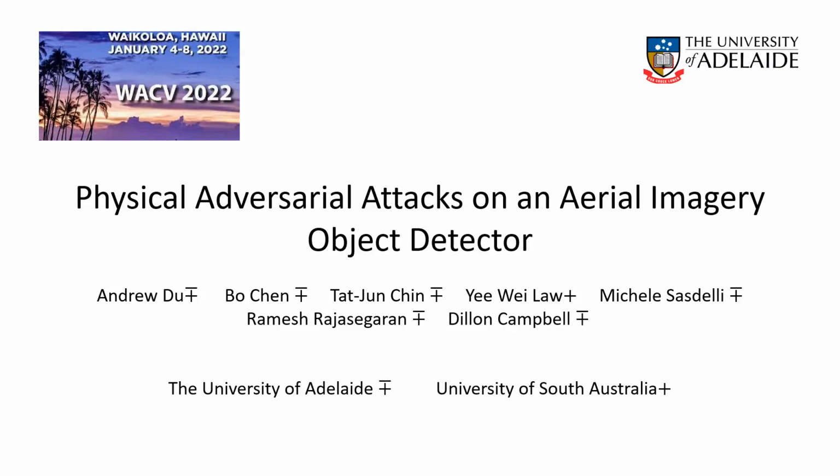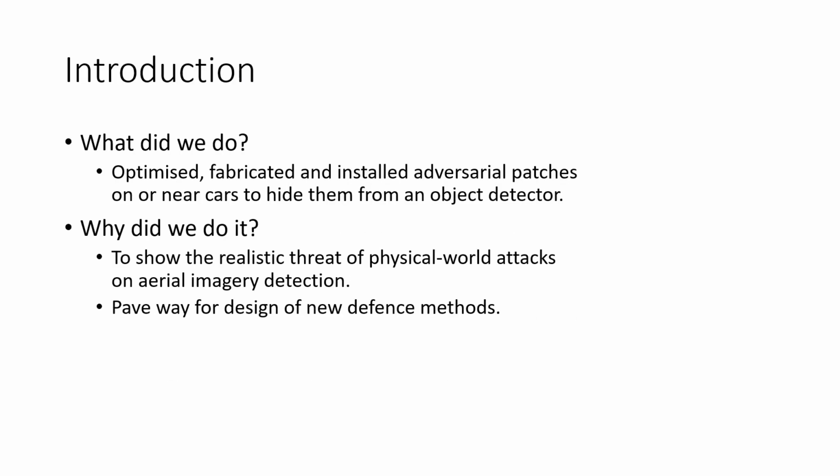In this piece of work, me and my colleagues present to you one of the first physical world attacks on aerial imagery, more specifically against a car detector. What we did was optimize, fabricate and install adversarial patches on or near cars to hide them from being detected by an object detector. We want to show that physical world attacks are a realistic threat on aerial imagery detection, but more importantly, pave the way to the design of new defense methods against these attacks.